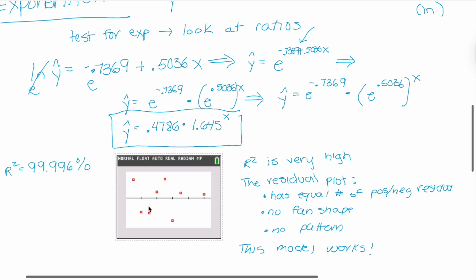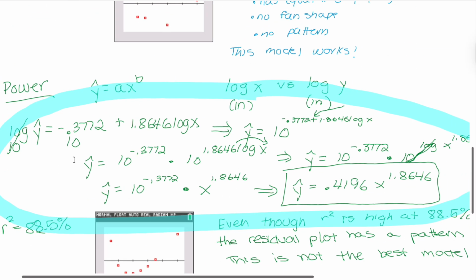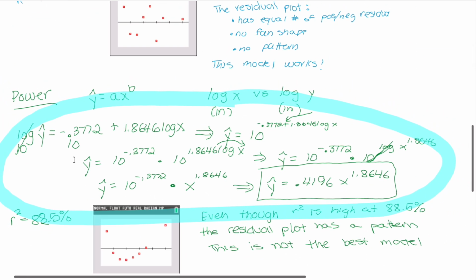You can see now the plots are completely random, and they both have roughly the same numbers of plots, both above and below the x-axis. And R squared is 99.996, which is pretty good. R squared is very high. The residual plot has an equal number of positive and negative residuals. There's no fan shape and no pattern. Therefore, the model works. And let's take a look at the power way to do this.